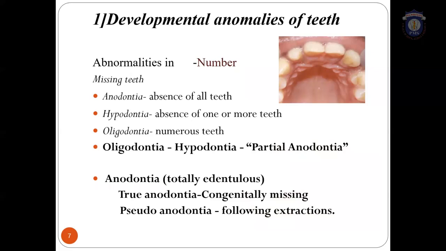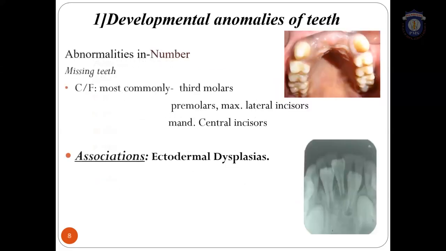So anodontia can be true anodontia or pseudo anodontia. True anodontia is when the teeth are congenitally missing. Pseudo anodontia is due to extractions. Missing teeth are most commonly seen in the third molar region, followed by premolars, maxillary lateral incisors, and mandibular central incisors. They are usually associated with ectodermal dysplasias.